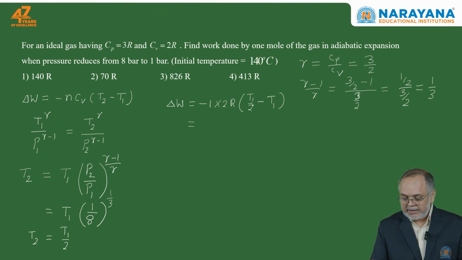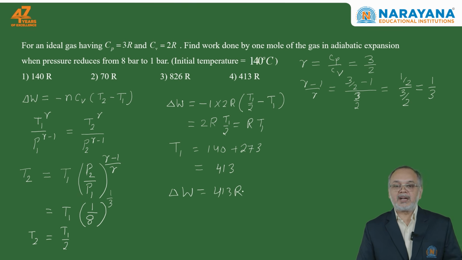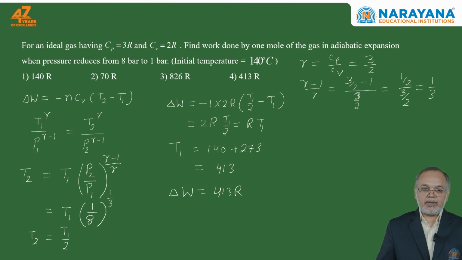So here you can see this will be minus T1 by 2. So minus minus plus. So that is 2R into T1 by 2, that is RT1. Now T1 value, that is 140 plus 273, that is 413. So 413 in Kelvin we can substitute over here. So we'll get the work done, delta W, that is 413 R. So this is the answer for this problem.